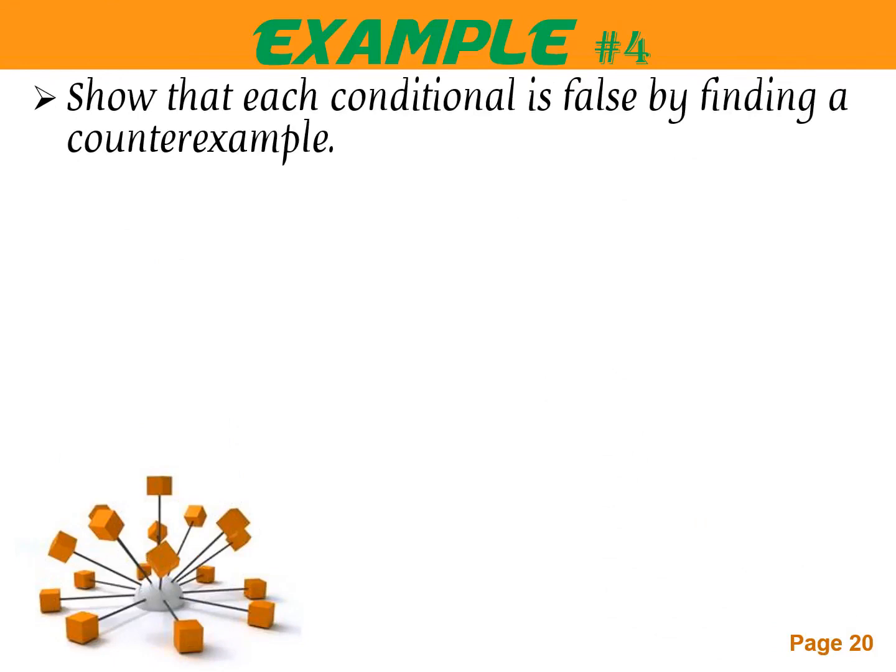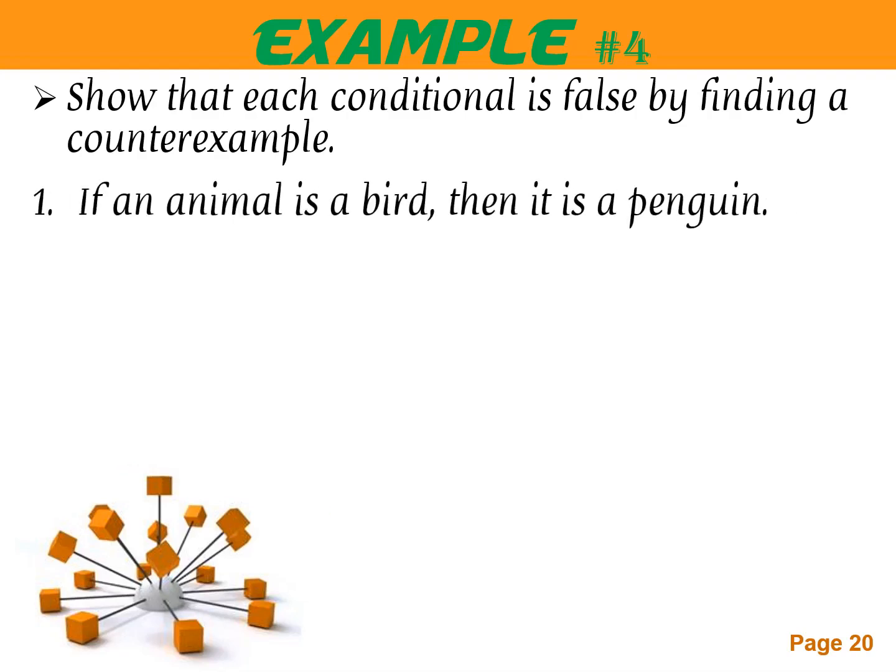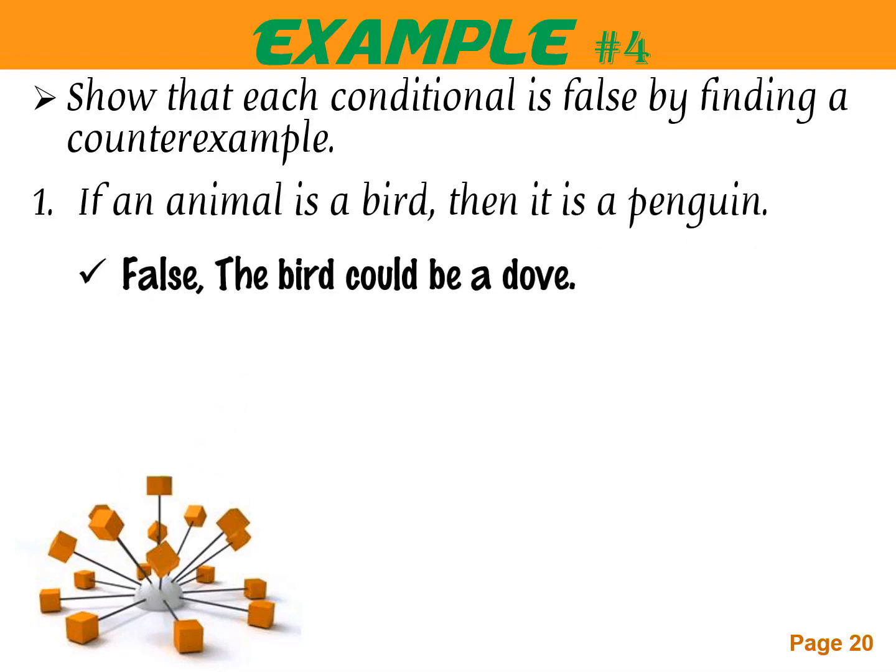Okay, let's have an additional example. Show that each conditional is false by finding a counterexample. Number 1: if an animal is a bird, then it is a penguin. So we can have a counterexample. The bird could be a dove. So if an animal is a bird, then it is a dove. So you find a counterexample which makes the conditional statement false.